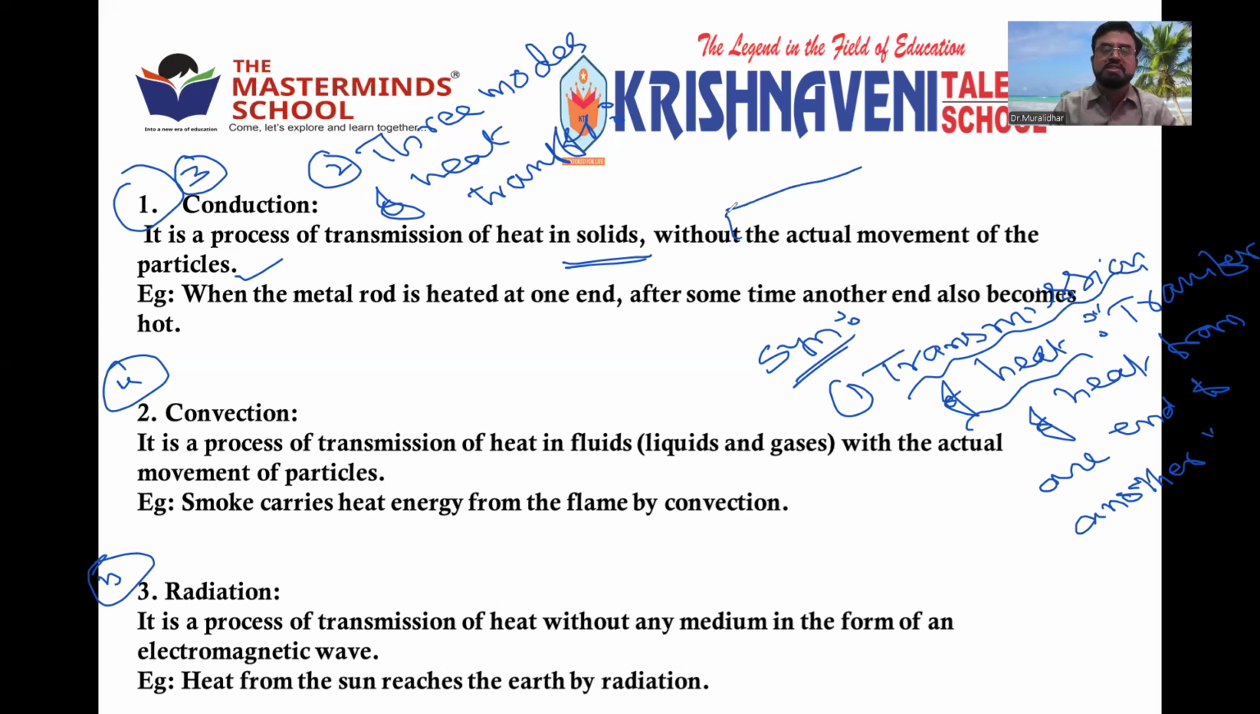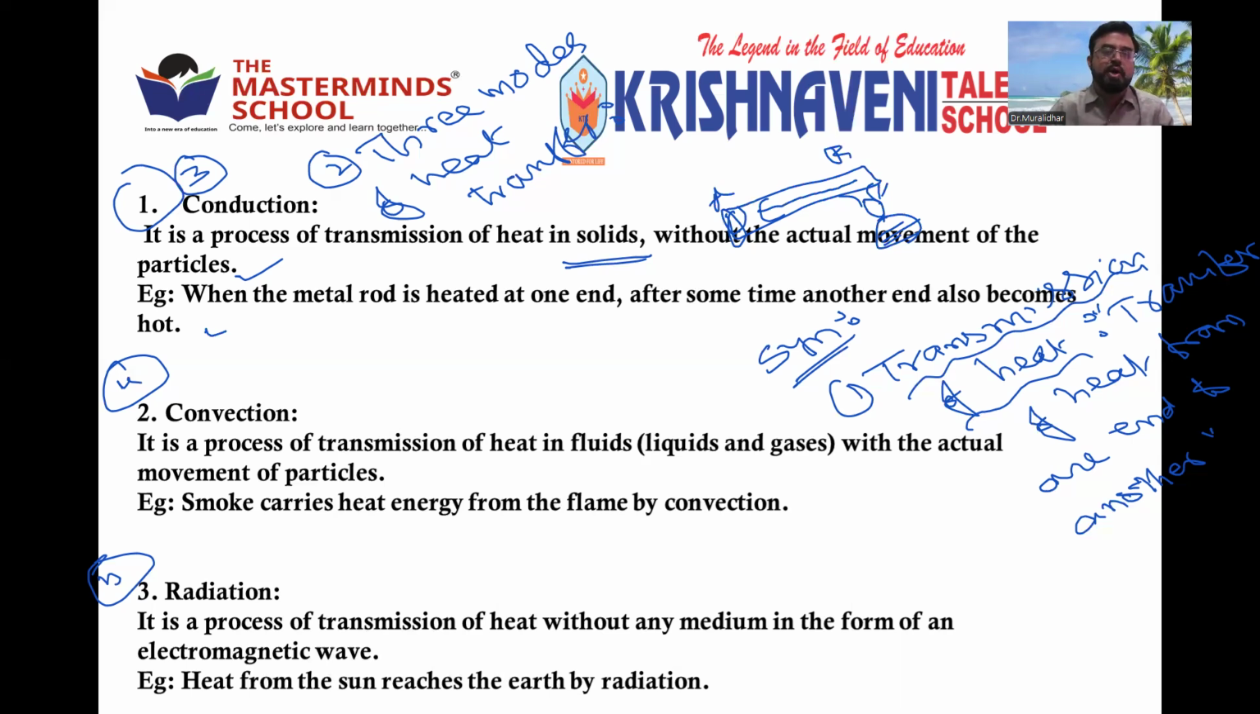Suppose this is the iron rod, A, B. We are heating the B end with the flame. We are holding here. So what happens? It will come from here to here, and after some time, we'll feel the heat and we'll leave the rod. But there is no movement of particles here. Like that, in every solid, without actual movement of the particles, heat transfers. Such a method is called conduction. So when a metal rod is heated at one end, after some time, the other end also becomes hot. That is an example of conduction.